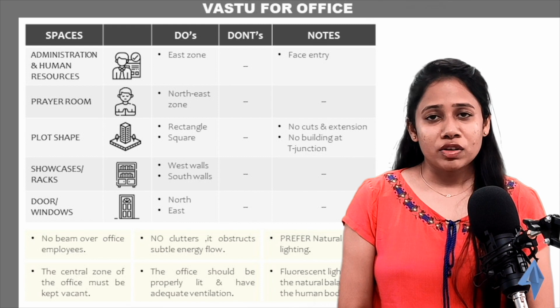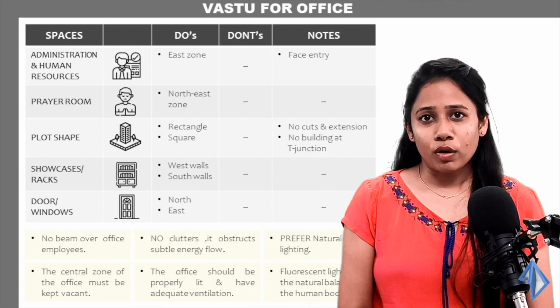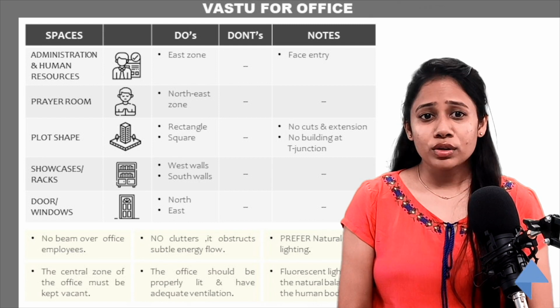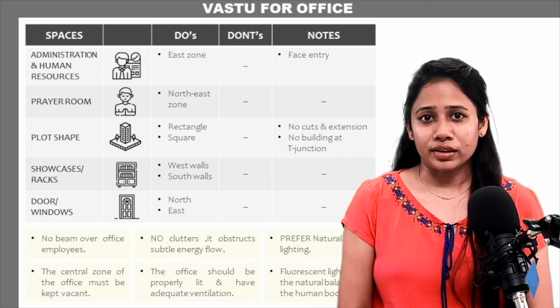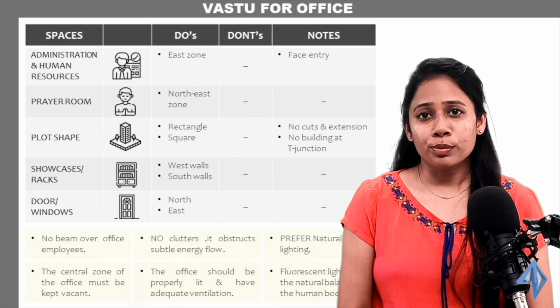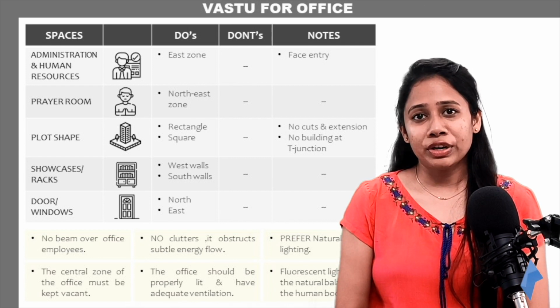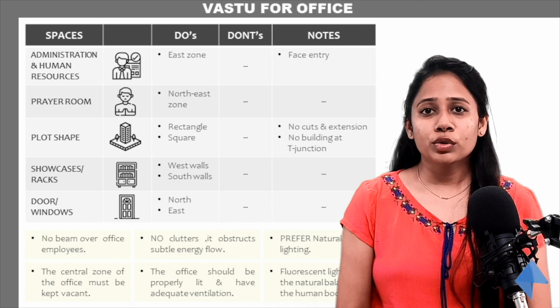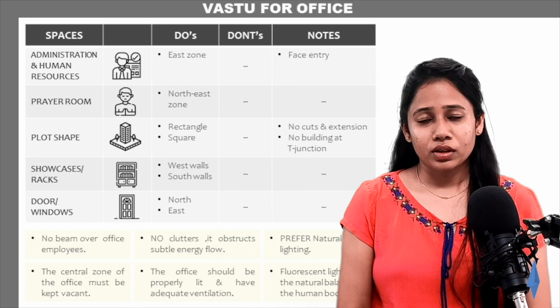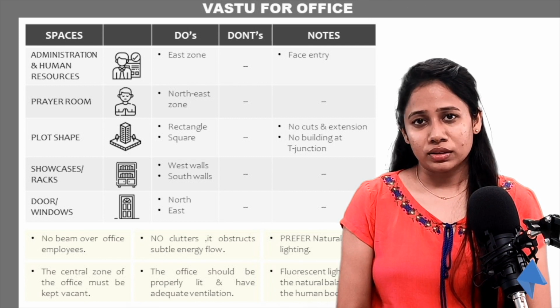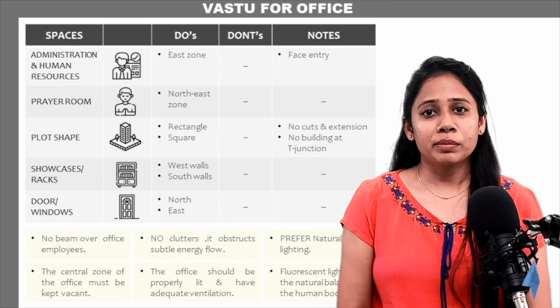Some of the factors as we have seen in residential Vastu can be followed here. There should be no beam over office employees. The central zone of the office must be kept vacant. No clutter, because it obstructs the energy flow. The office should be properly lit and have adequate ventilation so it elevates the mood of the staff working there. You should always prefer natural lighting because fluorescent lighting or artificial lighting in the office can harm the natural balance of the human body and the productivity of staff can be hampered.